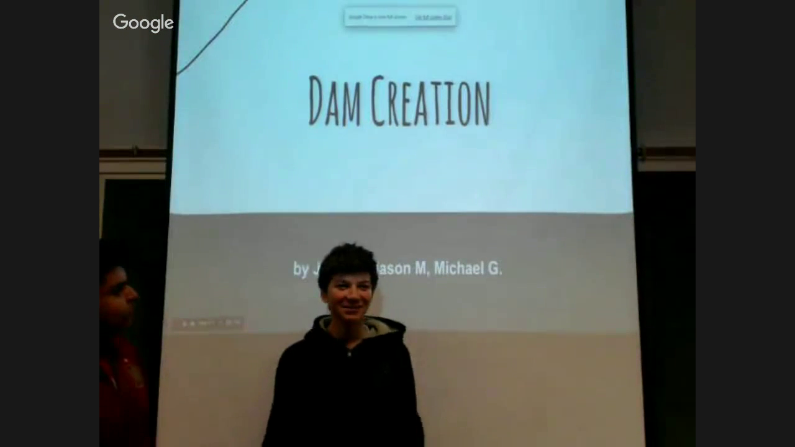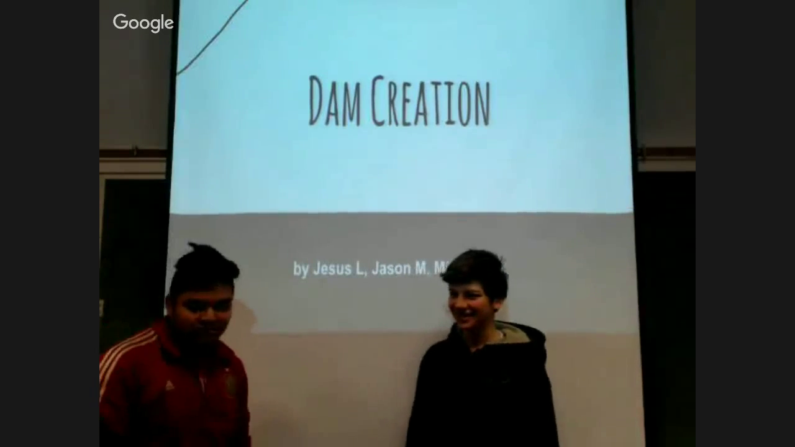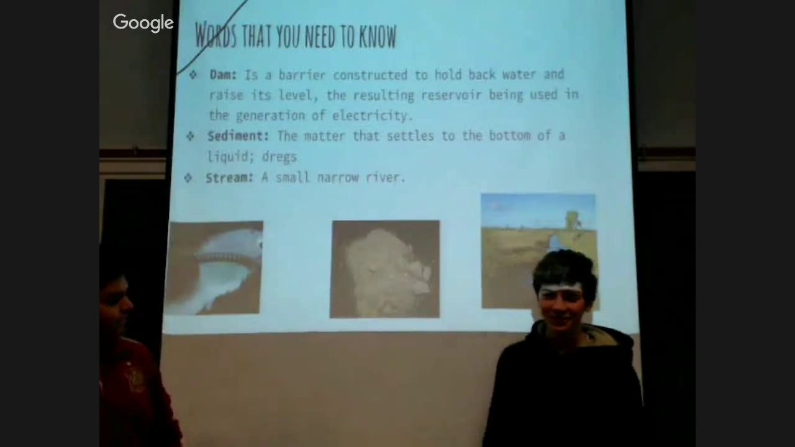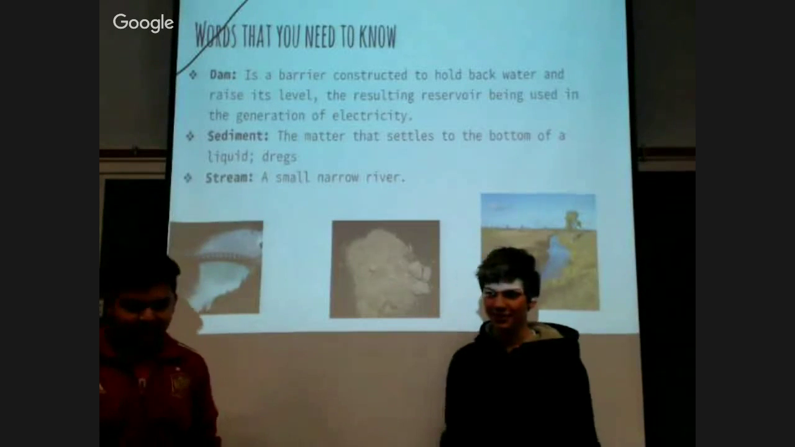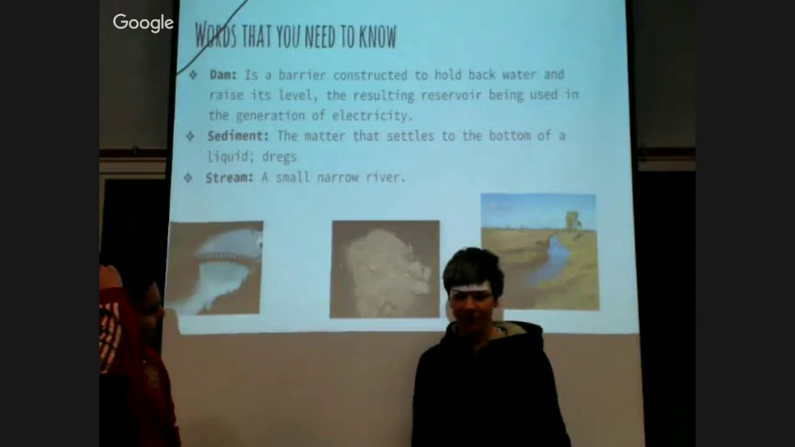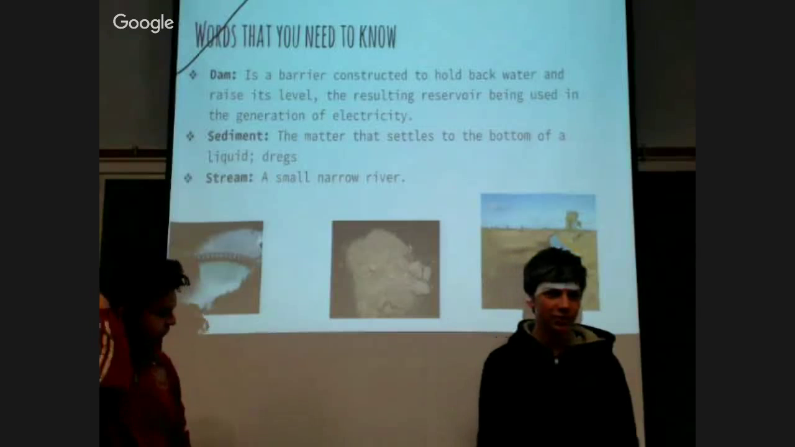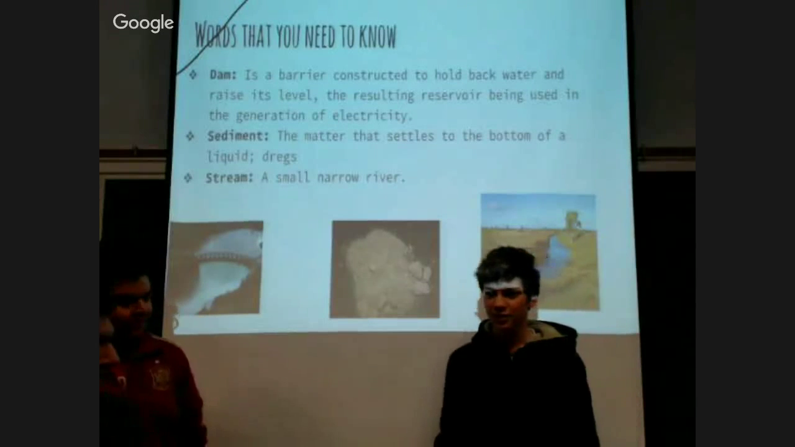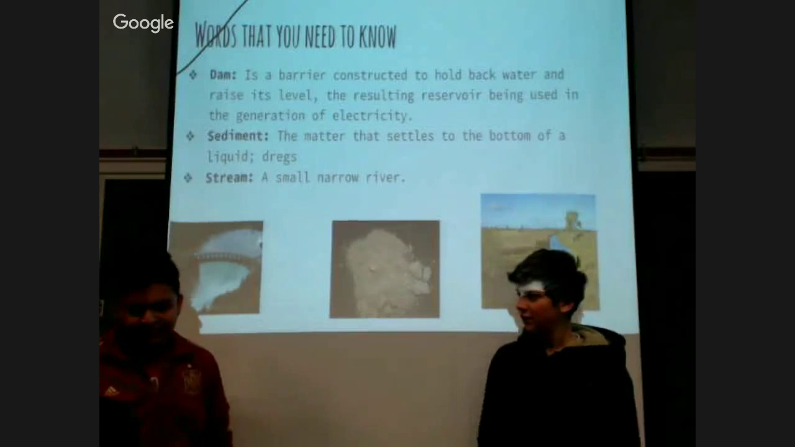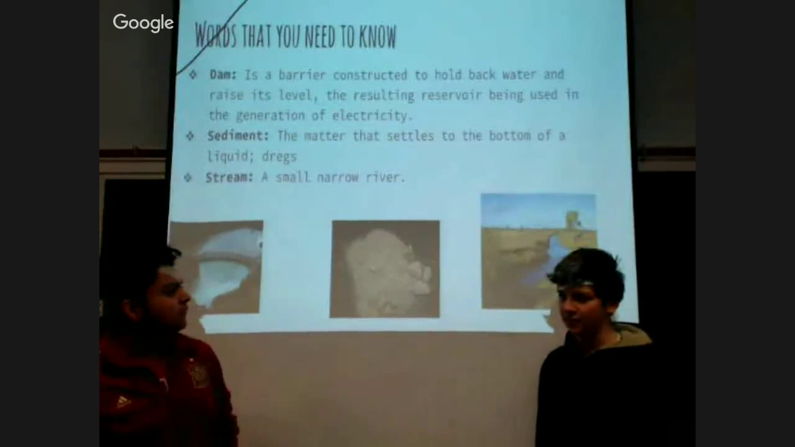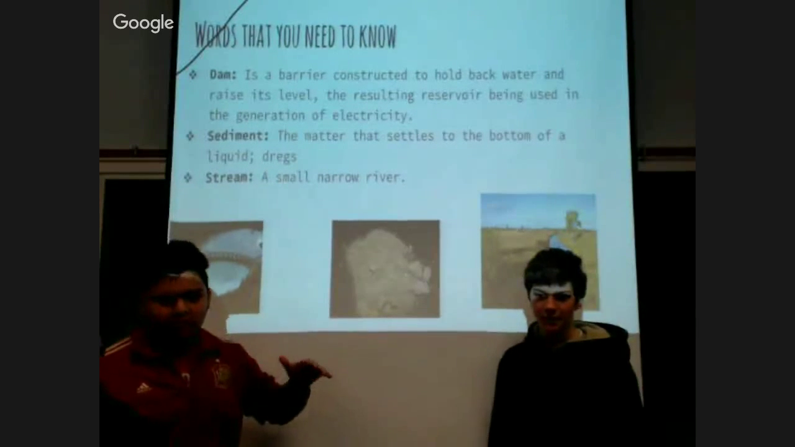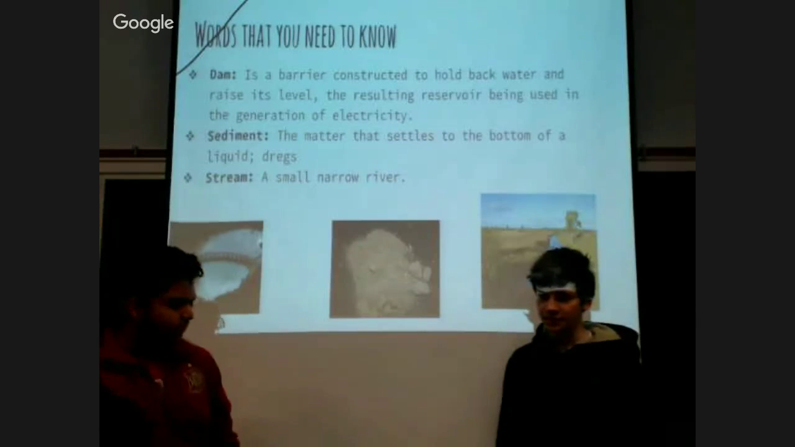All right guys, Dam Creations by me, Michael, and Jason. We need to know: dams are barriers on a river that prevent water from going to the other side, and they're controlled by humans. Sediment is little pieces of rocks or eroded landform that build up over time. And a stream is a small, narrow river.